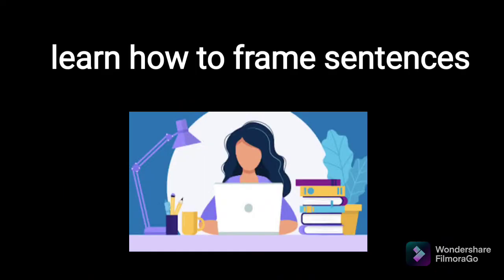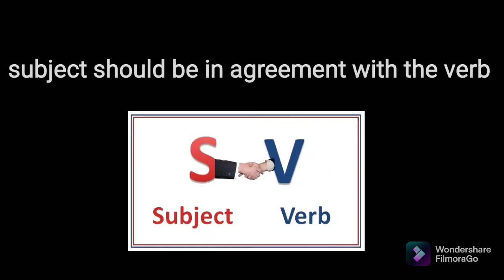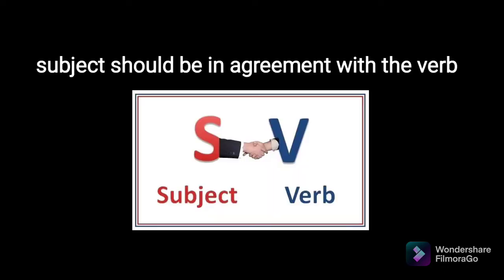So those who have not been exposed to the language have to learn how to frame sentences in the right way. In order to structure a sentence in the right way, the subject in the sentence should be in agreement with the verb. Subject verb not in agreement is one of the most common mistakes English learners make while speaking or writing. So in the sentence, she has a pen, she, the subject, is in agreement with has, the verb.